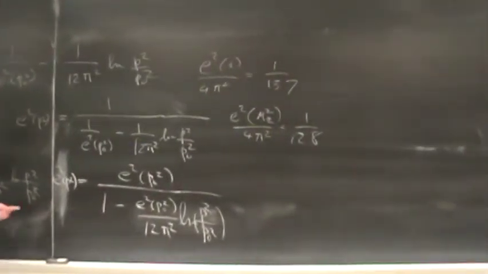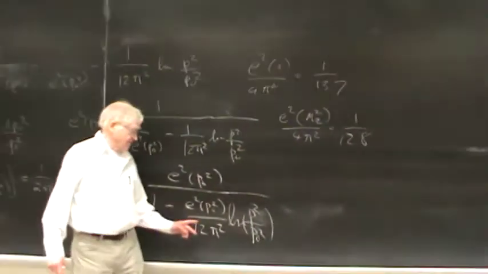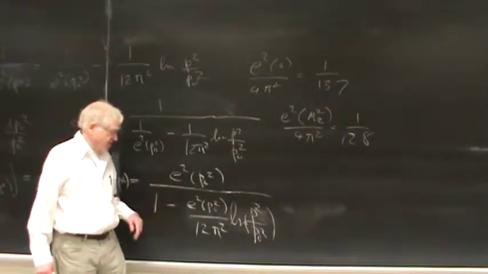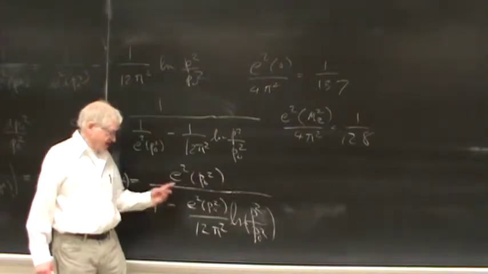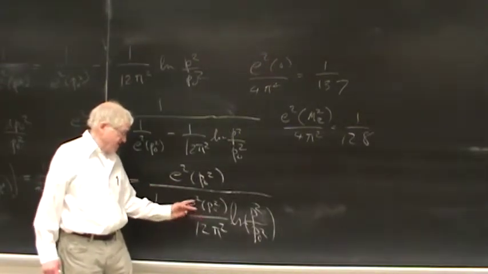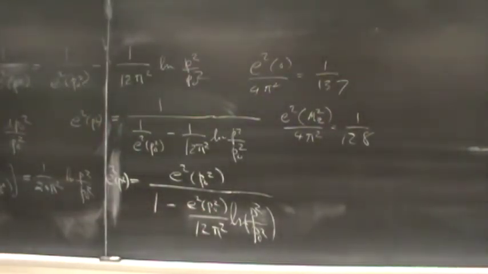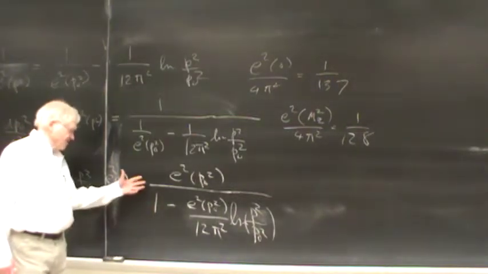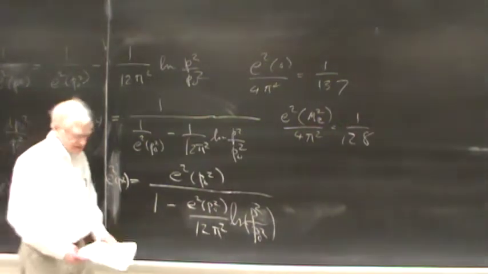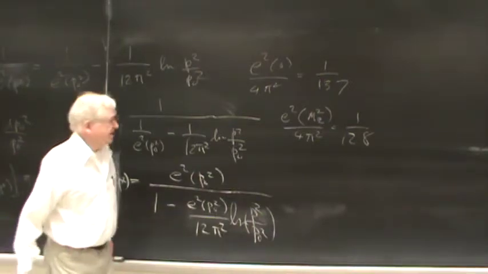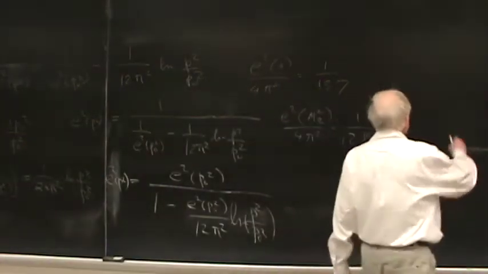On the other hand, when I said that differential equations do unexpected things, you see there is an unexpected thing: when the log of the ratio of the squared momenta becomes big enough, becomes equal to 12 pi squared over e squared of p0 squared, then you get infinity, and that's called the Landau pole. And so that's something that's unexpected. Now, maybe I should say a little more about this somewhat extemporaneously.